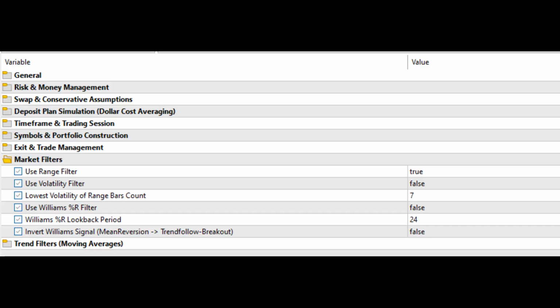Williams %R look-back period has a default value of 24 and defines how many periods are used to calculate the oscillator. Short lookbacks are more reactive and noisy. Long lookbacks are more stable.